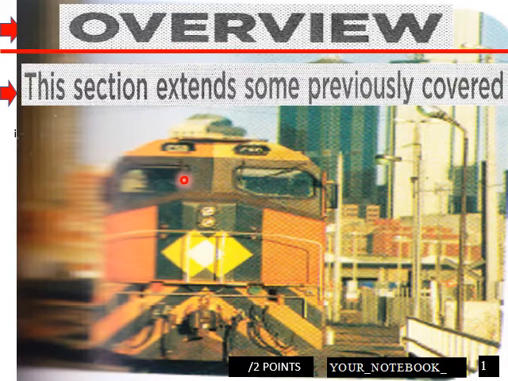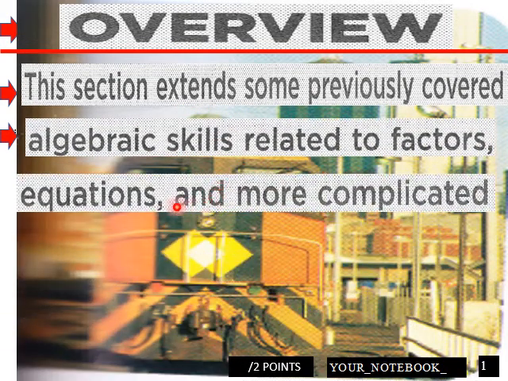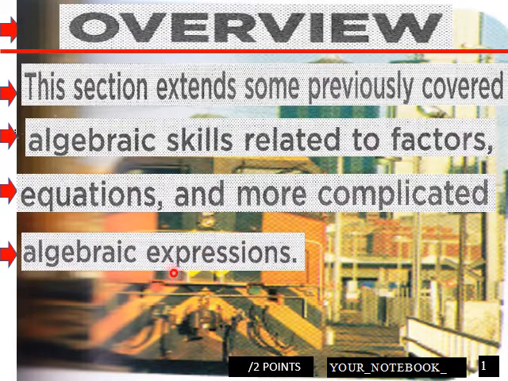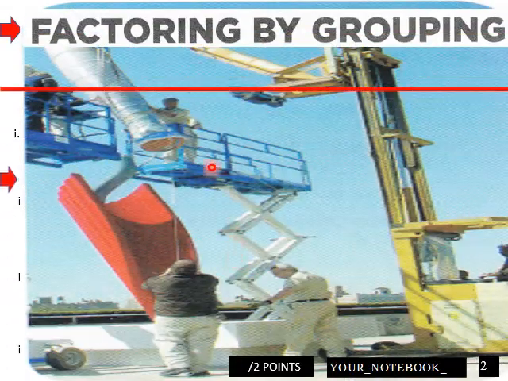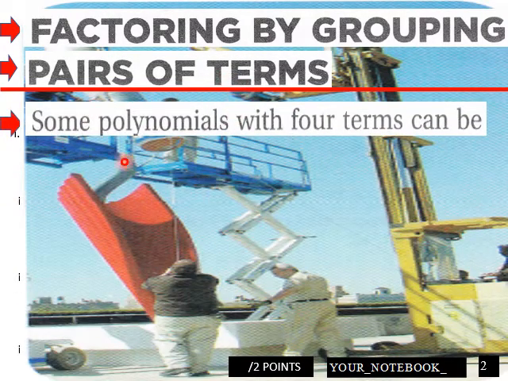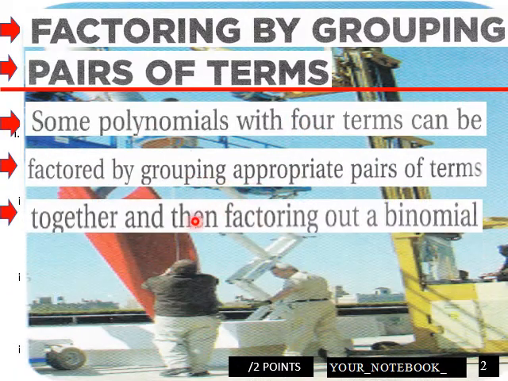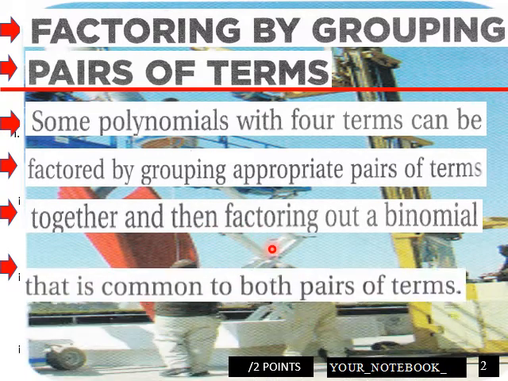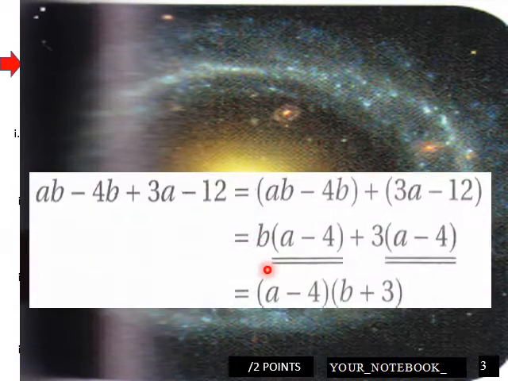Overview of this section: it extends some previously covered algebraic skills related to factors, equations, and more complicated algebraic expressions. Factoring by grouping pairs of terms. You'll see this on your SAT. Some polynomials of 4 terms can be factored by grouping appropriate pairs of terms together and then factoring out a binomial that is common to both terms.